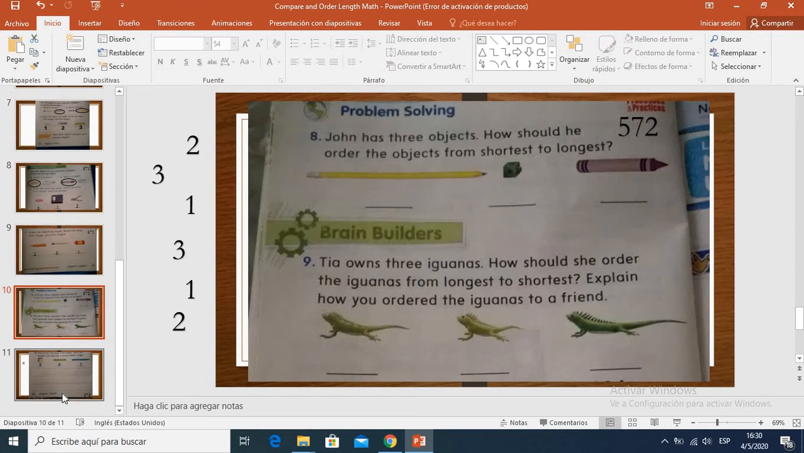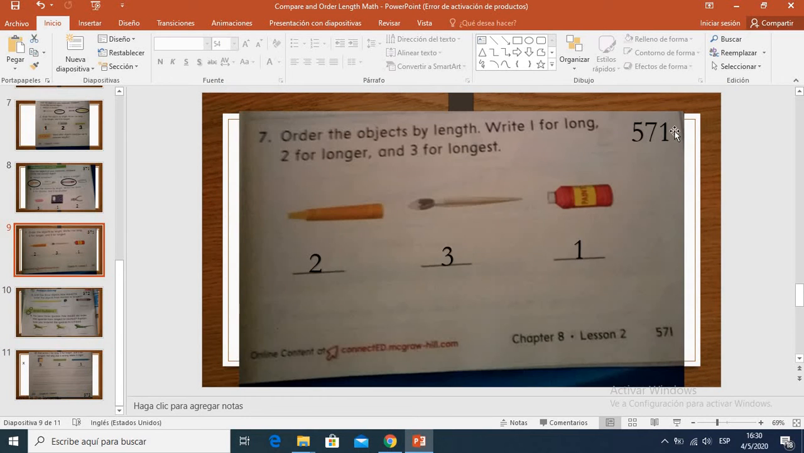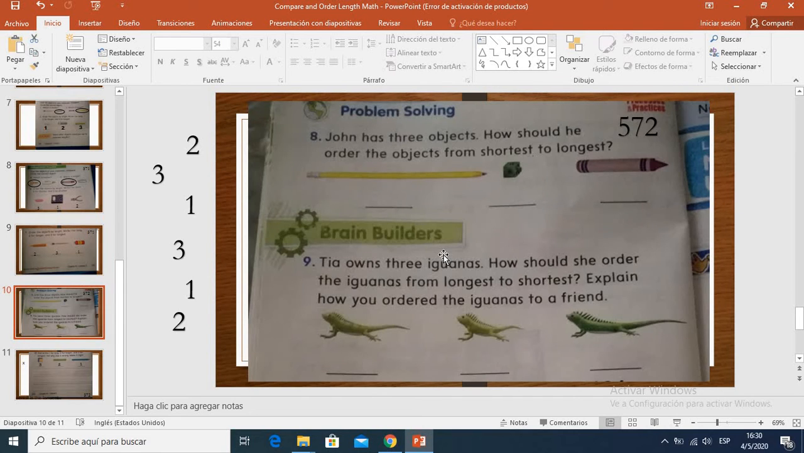Now, page 572, problem solving. Ready? This was part of 571, I think. Well, let's go with page 572. Are you done? Okay. Problem solving says, John has 3 objects. How should he order the objects from shortest to longest?